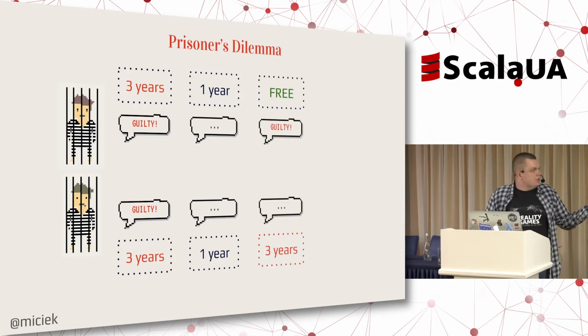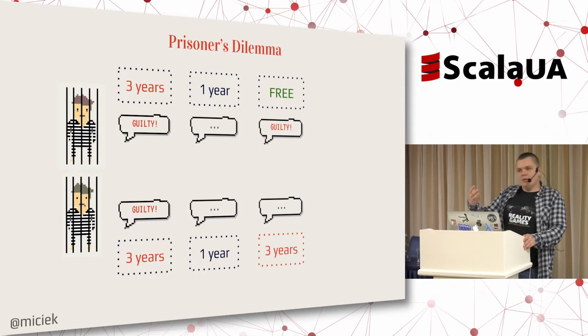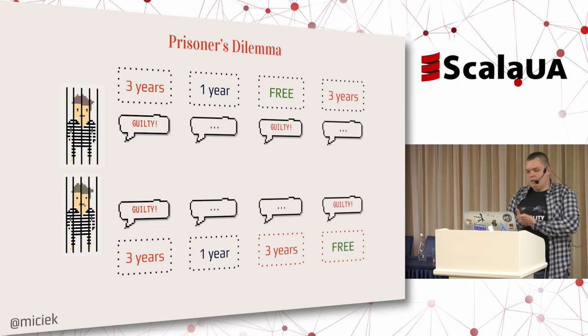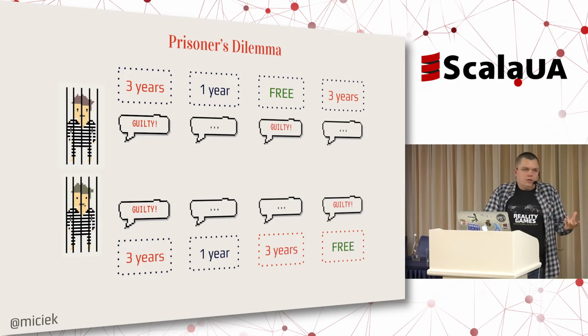Or, of course, they can rat on each other. In this case, when one of them rats on the other one and the other one is silent, then the one that ratted walks off freely and the other one gets 3 years. And in the other direction, the same thing. So this is a very simple game. And if you play it once, it doesn't really matter.